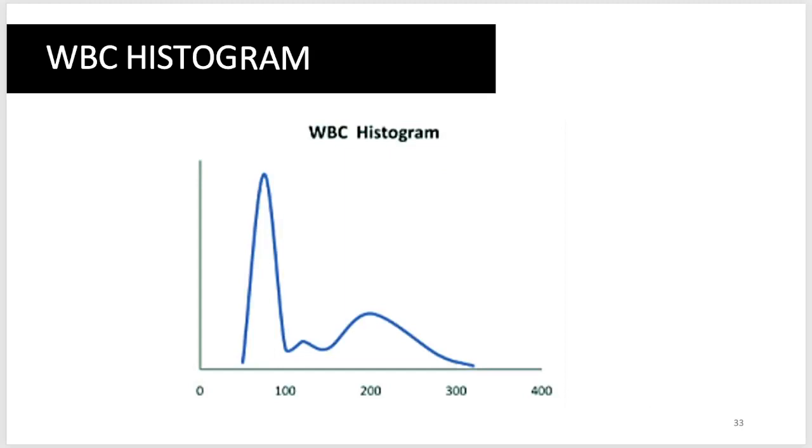So, again, let's have an exercise. Identify the type of leukocytosis of your WBC histogram. Can you interpret this one? Is this neutrophilia, basophilia, monocytosis, eosinophilia, or lymphocytosis?